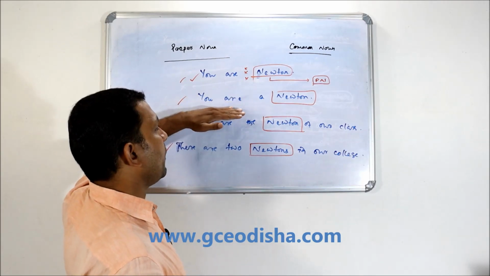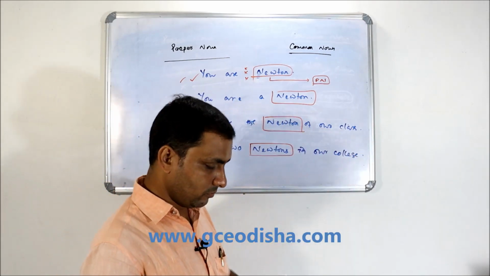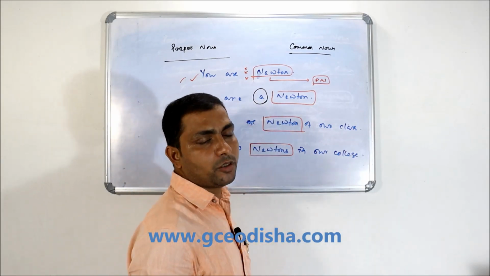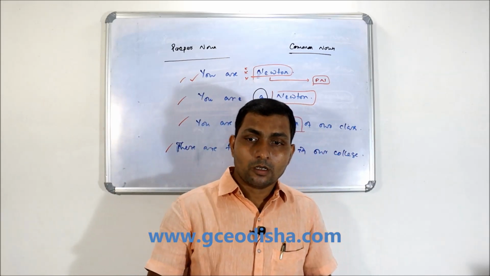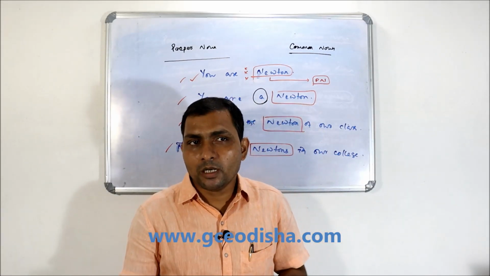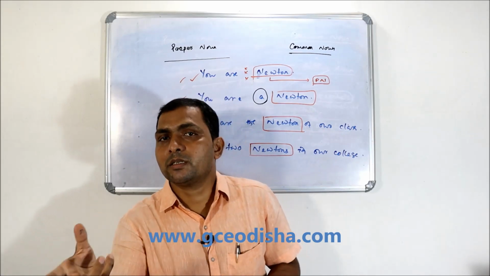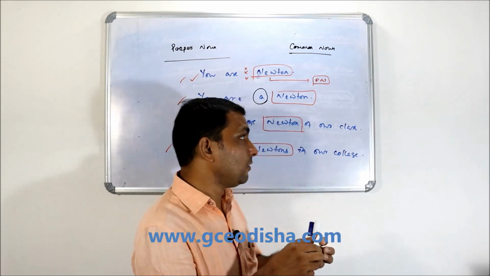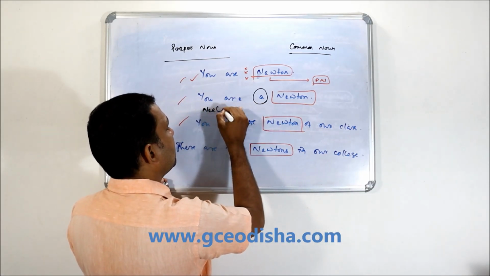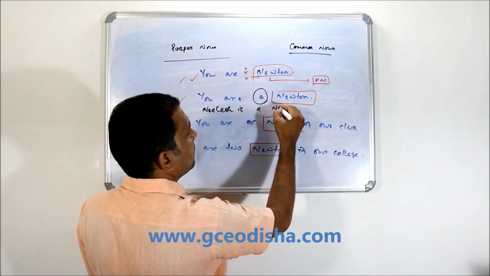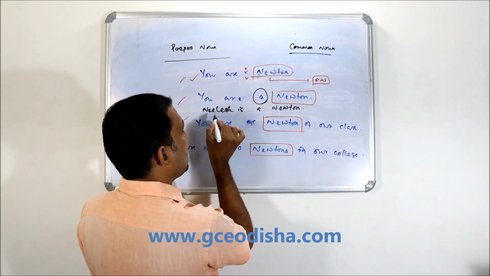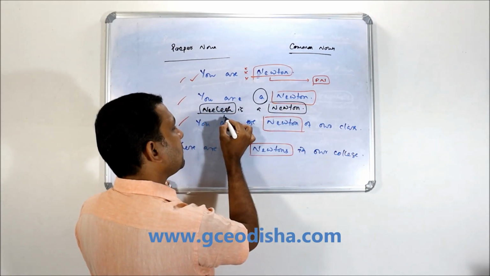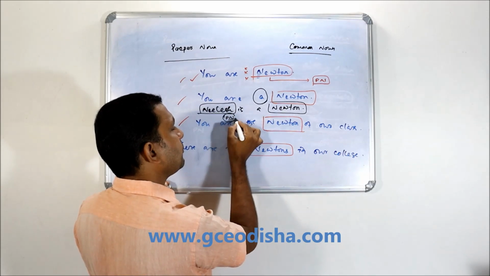Second sentence, when I say that you are a Newton, what does it mean? It means that when I say you are a Newton, you will say, sir, my name is Nilesh. Then I will say that Nilesh is a Newton. So there is a confusion. If I write here, Nilesh is a Newton, then you have Nilesh and you have Newton. Nilesh, the word, means you are indicating the particular person.